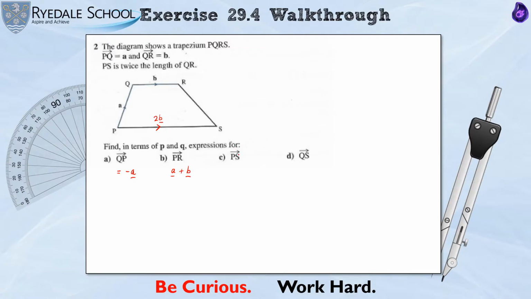Following on, we now have P to S. Well, P to S I've already written on. P to S is just equal to 2b. And then finally Q to S. Plan your route. So I think Q to P, then P to S, so that is negative a plus 2b.